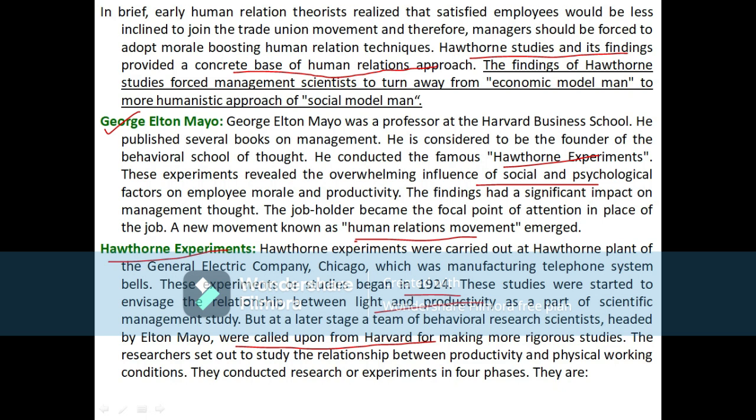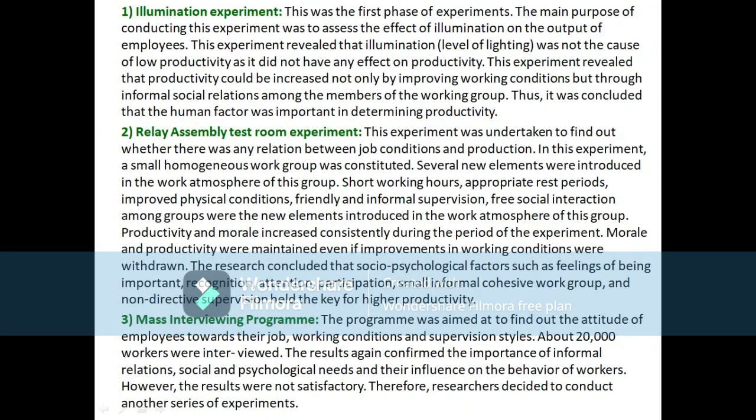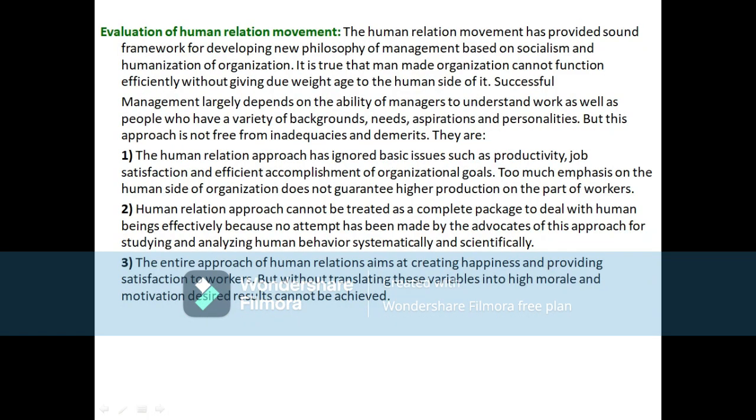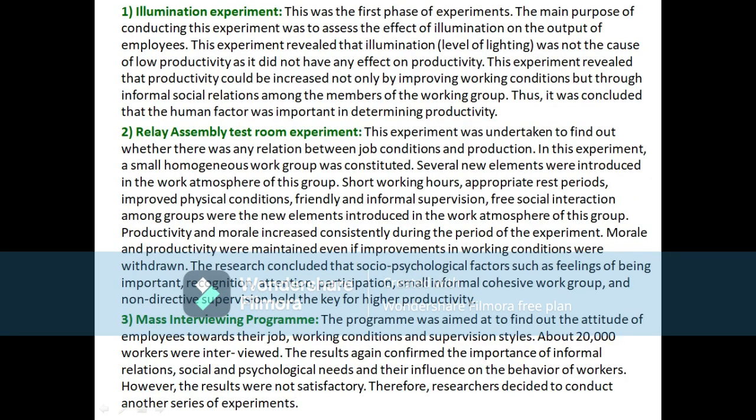Then the researchers set out to study the relationship between productivity and physical working conditions, and how they are working under these three aspects. They conducted the research or experiments in 4 phases. So what are those 4 phases? The first one is the illumination experiment, then the relay assembly test room, the mass interviewing program, and the bank wiring program is the 4th one.